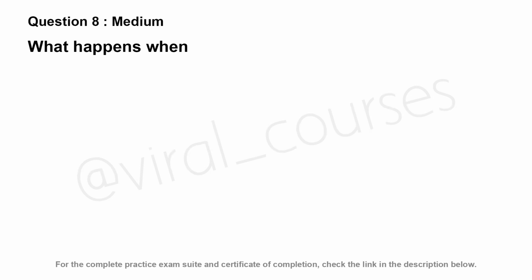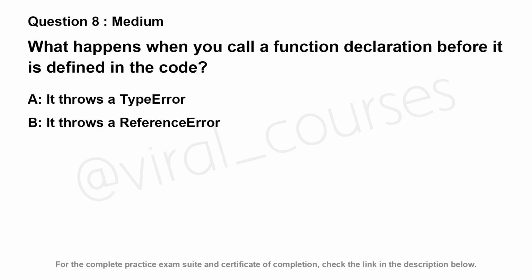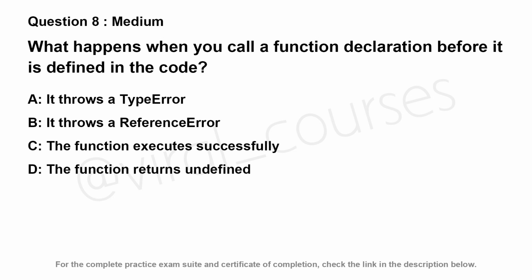What happens when you call a function declaration before it is defined in the code? Option A, it throws a type error. Option B, it throws a reference error. Option C, the function executes successfully. Option D, the function returns undefined.